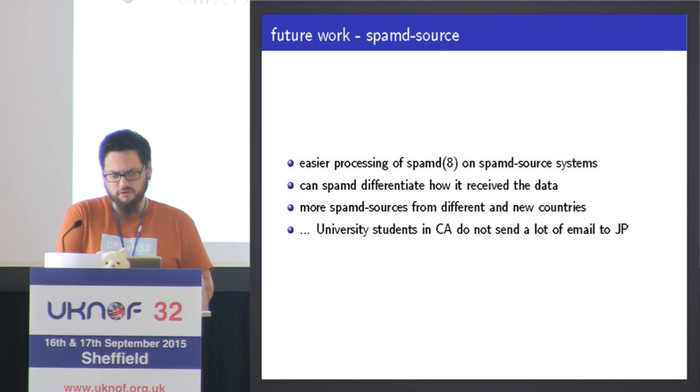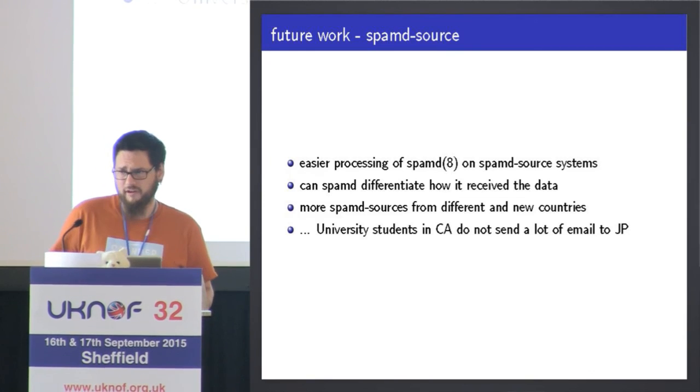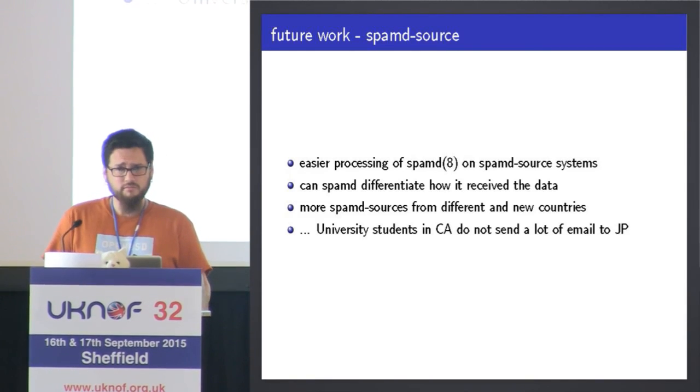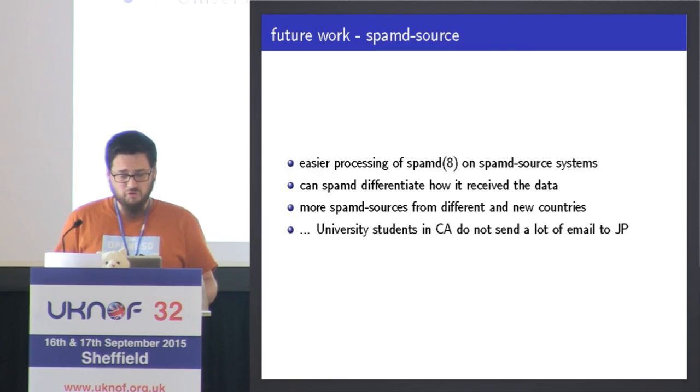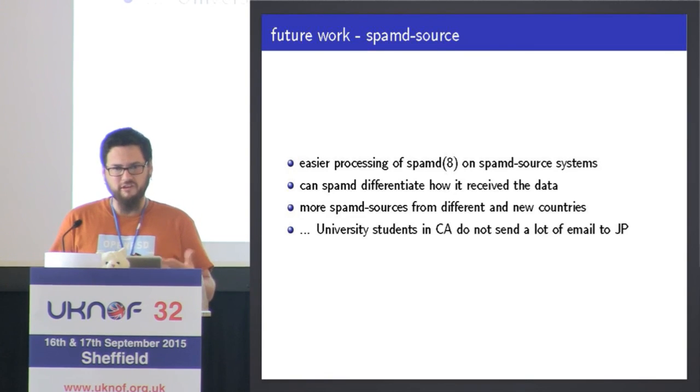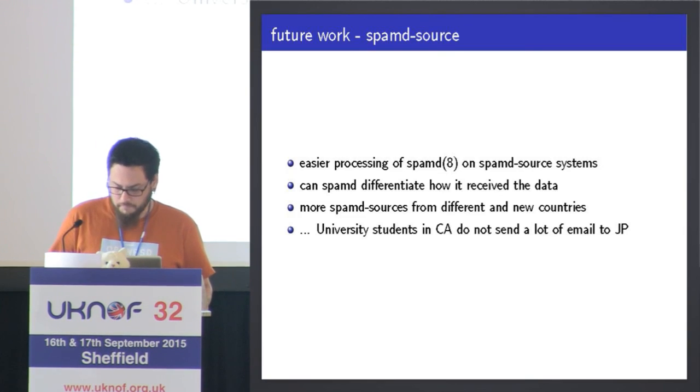So future work includes some easier processing. Right now, it's some ugly scripts and some very simple heuristics. We definitely can use a lot more sources. Right now, it's heavily based in Europe and Canada. This does not work out really well, for example, for Japanese audiences, because university students in Canada don't really send a lot of email to Japan. But this could solve problems for everyone all over.